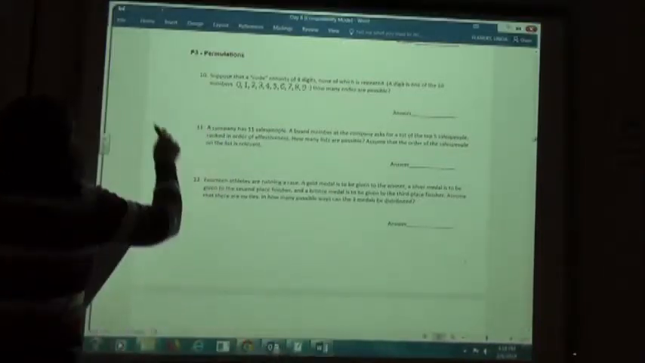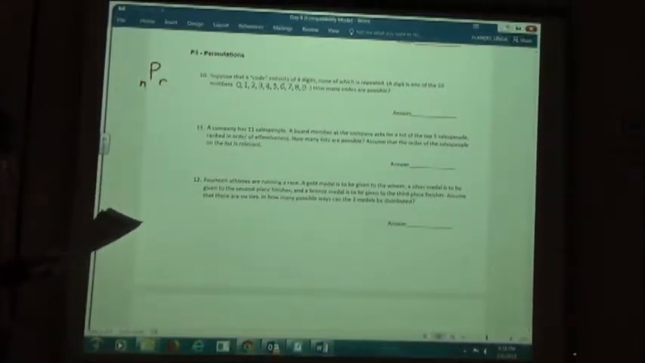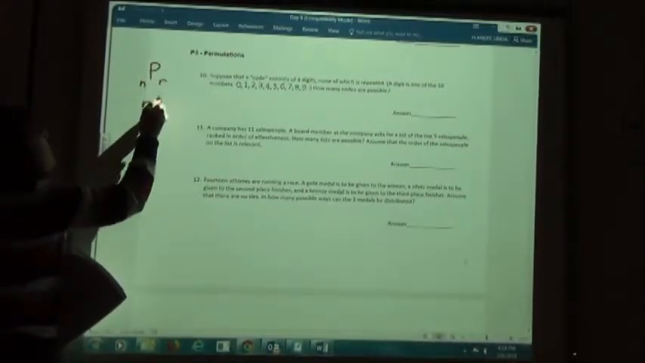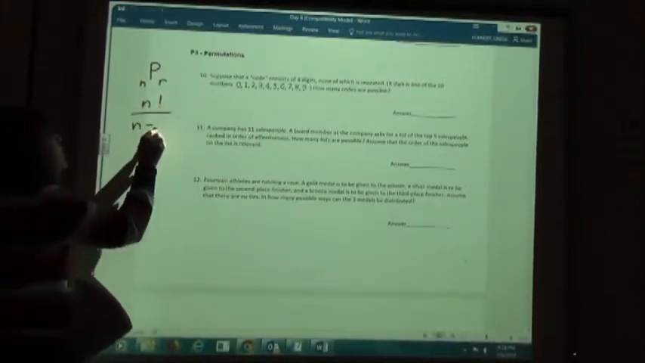Formula for permutation. Again, if I have n things and I'm taking r of them, I'm going to have n factorial divided by n minus r factorial.